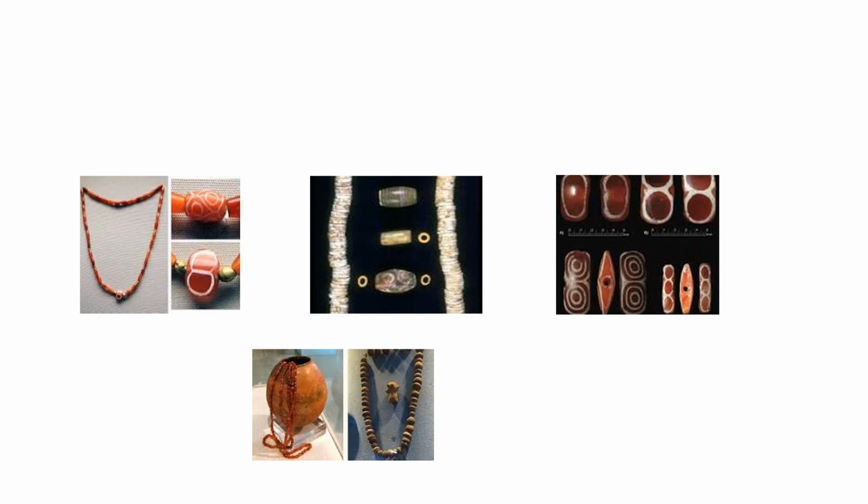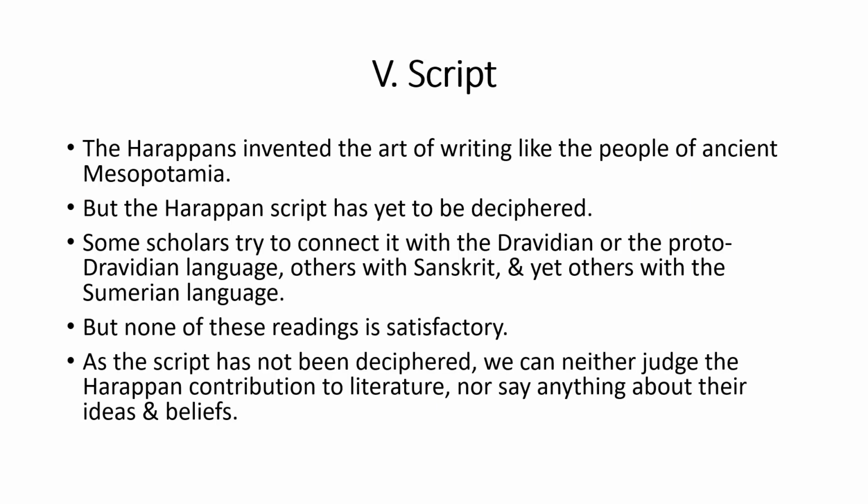And finally, the last section of the material characteristics of Harappan civilization is about the script. Now, the Harappans invented the art of writing like the people of ancient Mesopotamia. And although the earliest specimen of the Harappan script was discovered quite early, it has yet to be deciphered. Some scholars try to connect it with the Dravidian or the Proto-Dravidian language, and others with Sanskrit, and yet others with the Sumerian language, but none of these readings is satisfactory. And as the script has not been deciphered, we can neither judge the Harappan contribution to literature nor say anything about their ideas and beliefs.